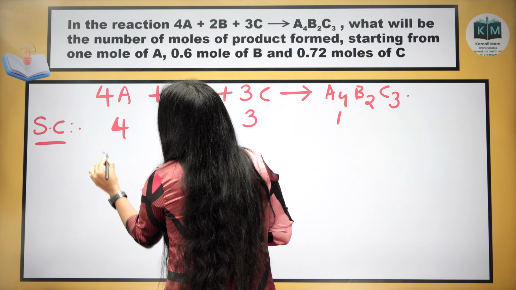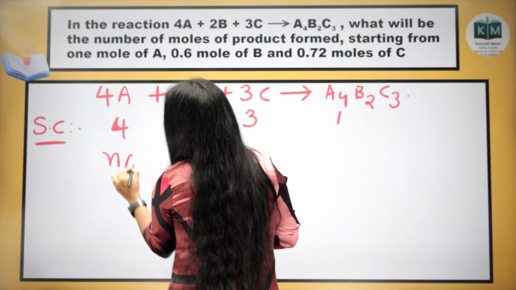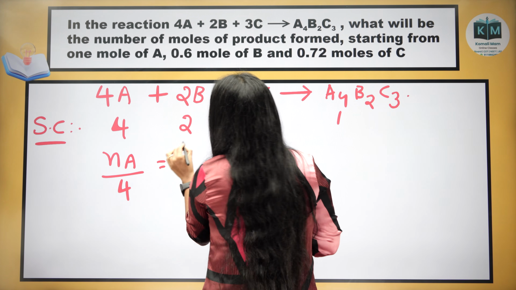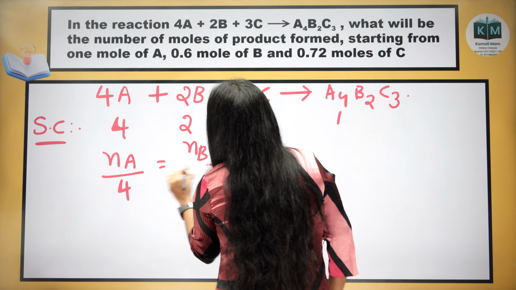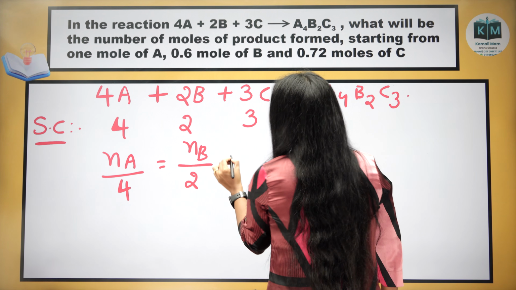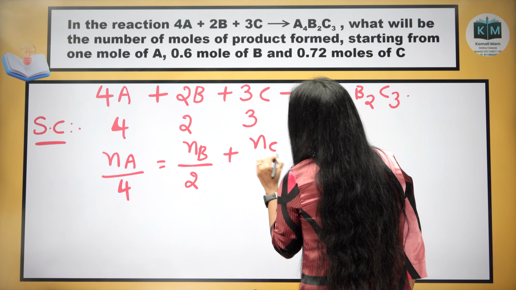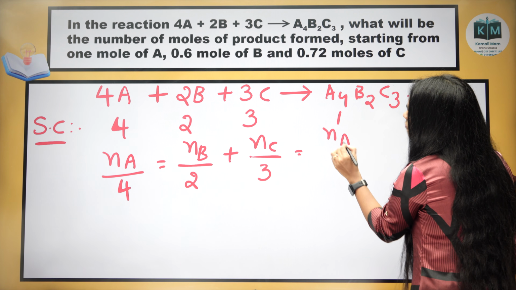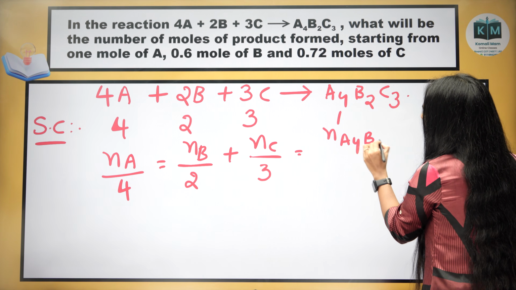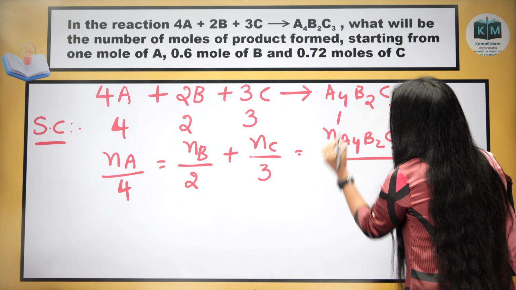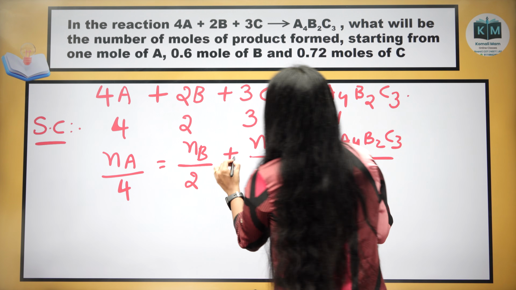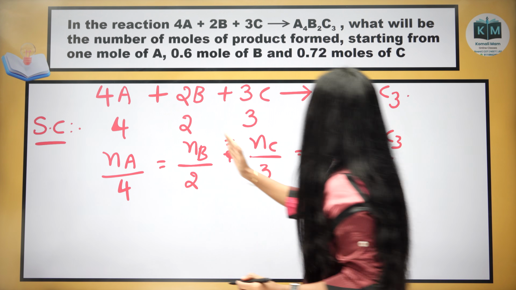How to write it? Number of moles of A divided by stoichiometry 4, number of moles of B divided by stoichiometry 2, plus number of moles of C divided by stoichiometry 3. This is the number of moles of A4B2C3 divided by its stoichiometry, which is 1. Now, in this question, all of these should be equated.